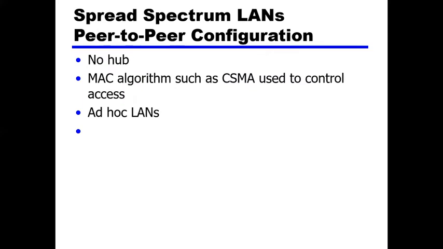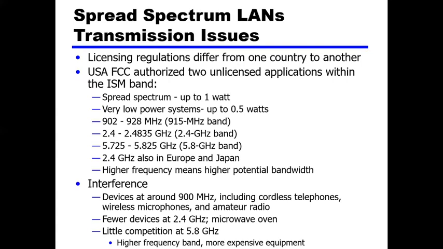Spread spectrum LANs is the peer-to-peer configuration that has no hub. A MAC algorithm such as carrier sense multiple access is used to control the access, and ad hoc LAN is there. Then spread spectrum LAN transmission issues: the licensing regulation is different from one country to another.